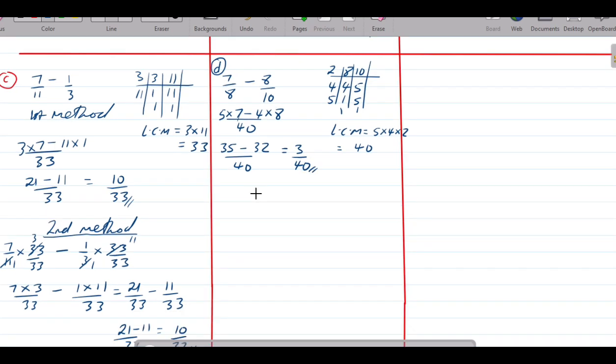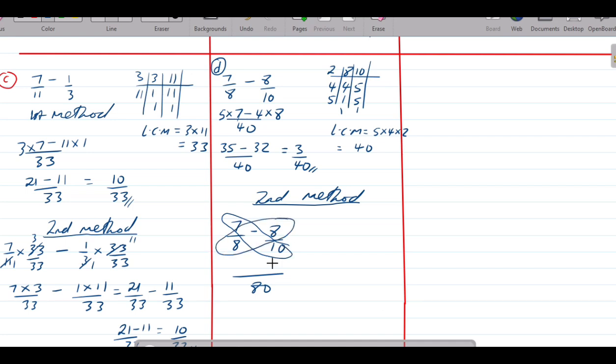So let's figure out this same answer using the second method. For the second method, I'm going to use the butterfly method to figure out this same answer. So if we have 7 over 8 minus 8 over 10, using the butterfly method, all you need to do is to multiply your denominators to figure out your LCM. 8 times 10, that will give me 80. Then the next thing I need to do is to multiply my fractions diagonally. Then I subtract the fractions. This is called the butterfly method.